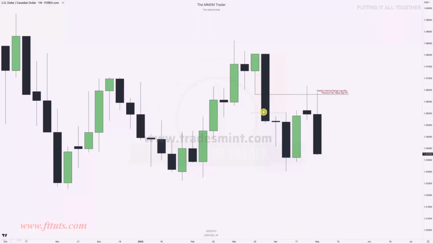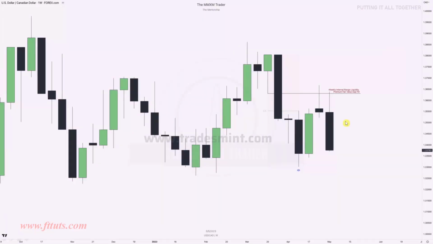Where is a premium level? We've got this fair value gap, right? So we're going from internal to external this time, right? So internal range liquidity to external range liquidity. Now, after we hit that internal range liquidity, where should your eye go, right? We've got that external range liquidity down here.